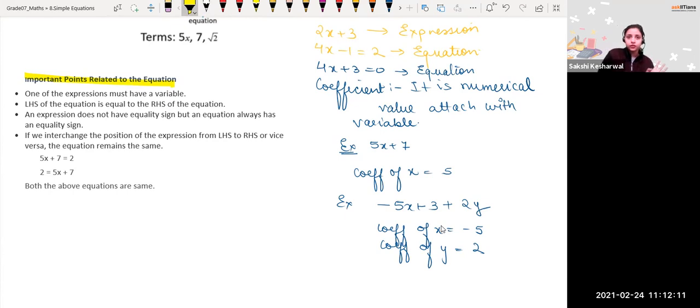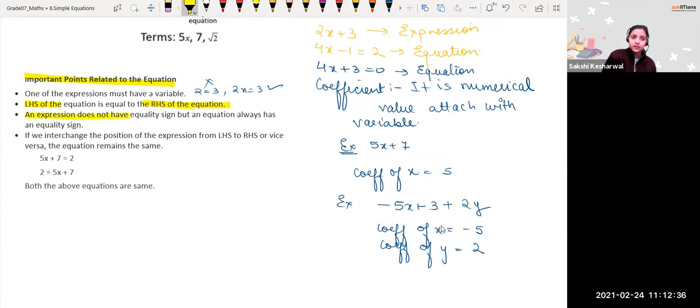No, that's not correct. If I say 2 is equal to 3, is this an expression? No, this is not an expression. What about 2x is equal to 3? Yes, this is an equation. The LHS of the equation is equal to the RHS. What is the LHS? Left hand side, and the RHS is right hand side. An expression does not have an equal to sign, but an equation always has an equal to sign.